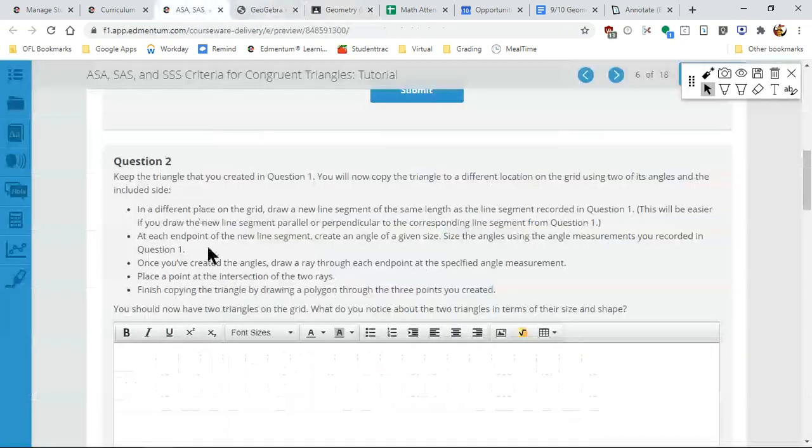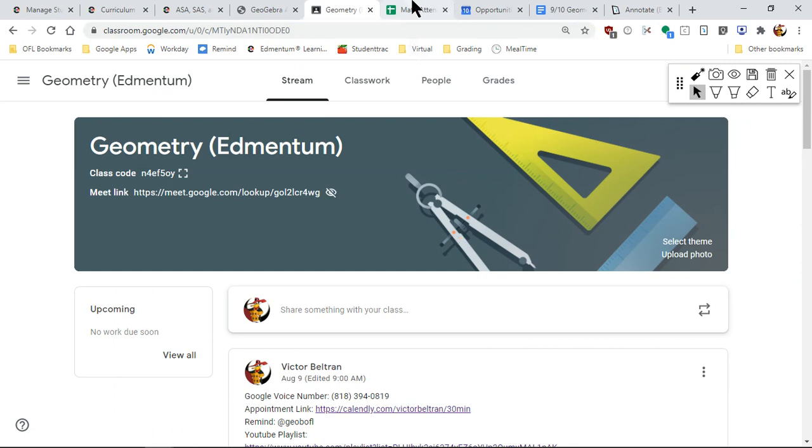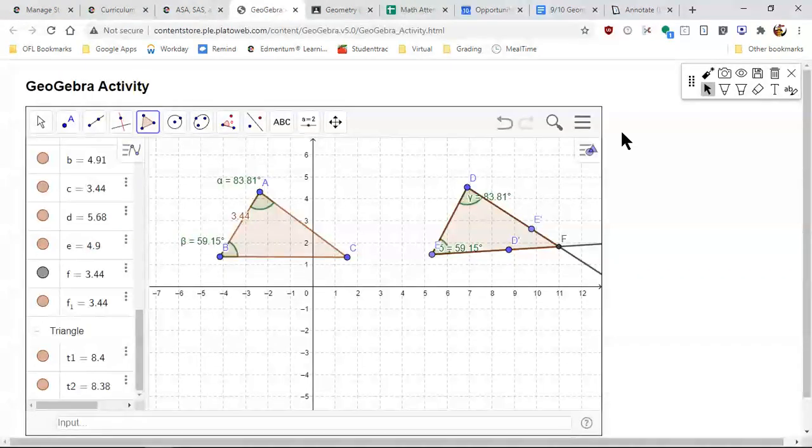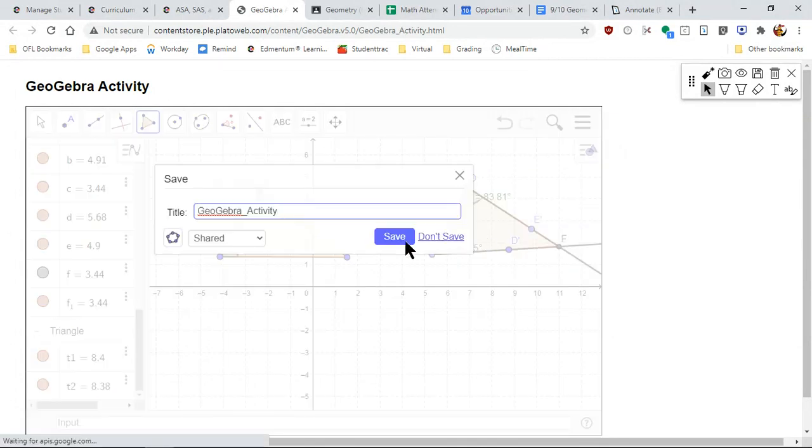So let's see what else the instructions make me do. Place a point, finish by copying the triangle, 3 points you created. So that's exactly what I did already. Place a point in the intersection. I already did that. You should now have your triangles. Notice the size and shape. So as always, what we're going to do is share this. So save your thing, put your name.